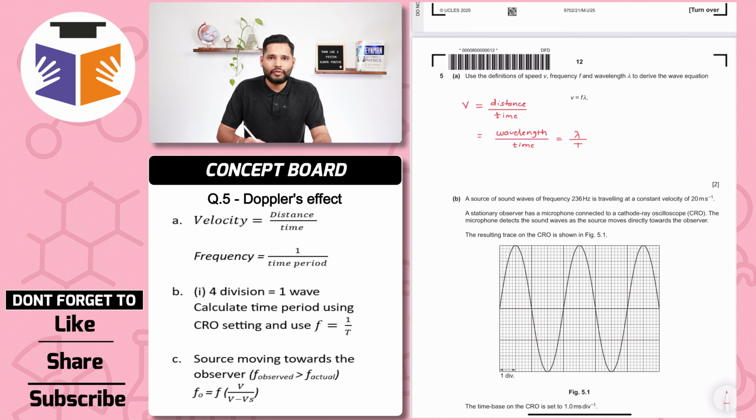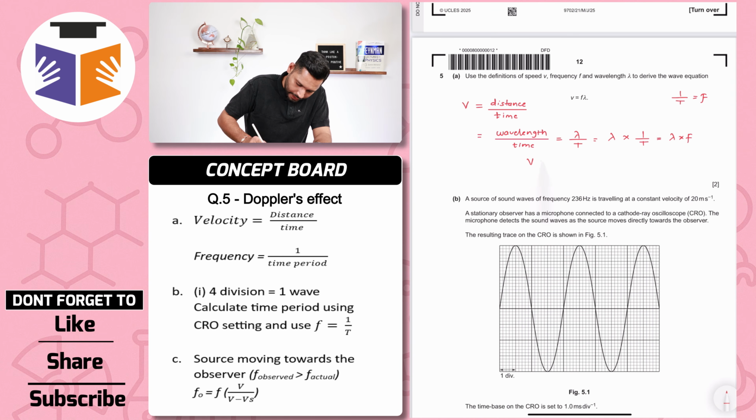Again, the time taken by one wave is called the time period, so I am writing it as capital T. This will be lambda into 1 upon T, and we know that 1 divided by T is frequency. So this will be lambda into f, and that proves v is equal to f lambda.